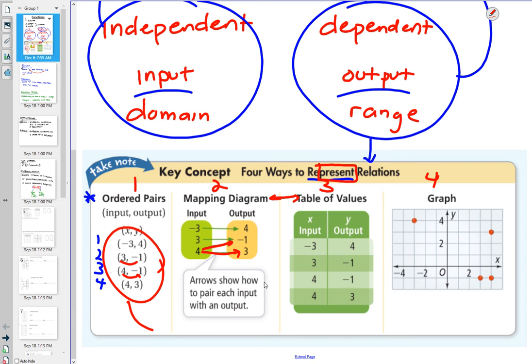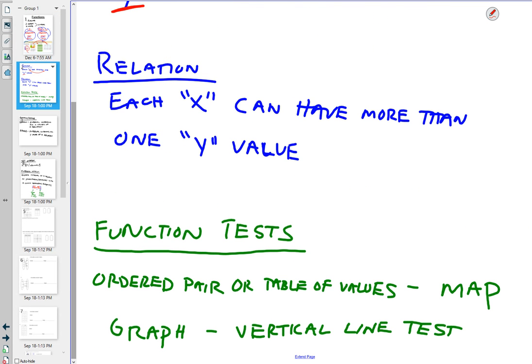Of these 4 ways, only 2 of these are supposed to be function tests, which is the mapping diagram and the graph. Those 2 are supposed to be the ways to test for a function. In my experience, I found that teachers have also been teaching kids how to use these. We'll get to that later. But it's supposed to be those 2. So as long as no x has 2 arrows leaving it, then you have a function. If each x has more than one y value, then it fails the function test.